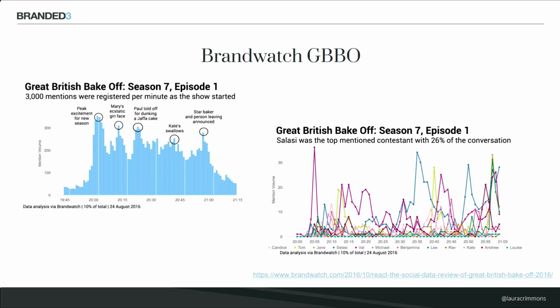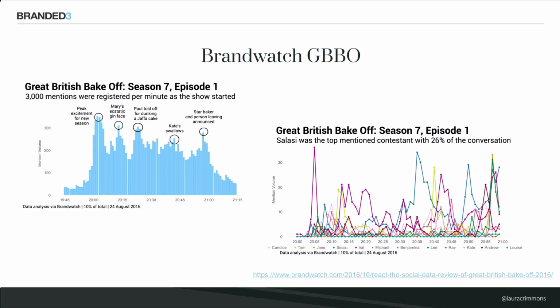And this one was done from Brandwatch, another food one. You can tell a theme here with me. But this is looking at the Great British Bake Off and looking at how many people were talking about it, and also then mapping that to the events that unfolded through the show. So you can look, there's the peak excitement for the new season, you can see all the different events that happened throughout it. So when Paul got told off, Star Baker and person leaving announced, you can look at the trend of how the tweets happen throughout the show, throughout the episode.